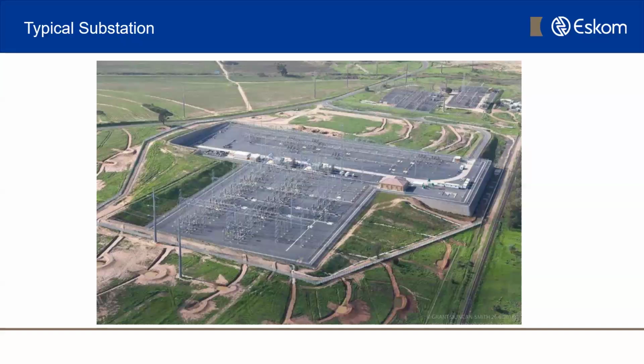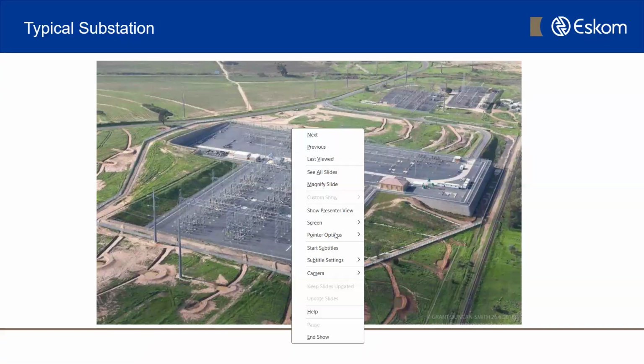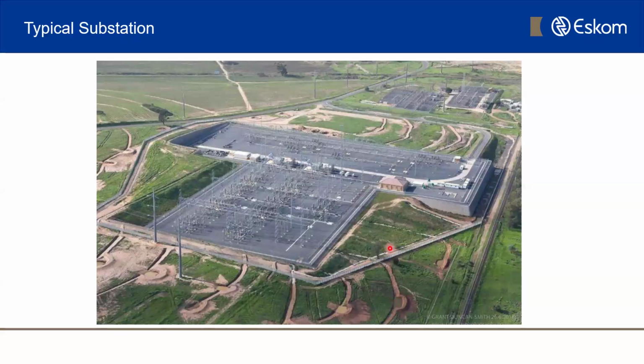So we are in transmission. Typically we take the power, we step it up from the power station, and then it comes to the substation. And this substation you see in front of you is Pinatage substation. It's in the Western Cape in Macassar. And this portion that is closest to us is the 400 kV yard. So that's 400 kilovolts in that yard. And the yard opposite that, towards the back, that's the 132.